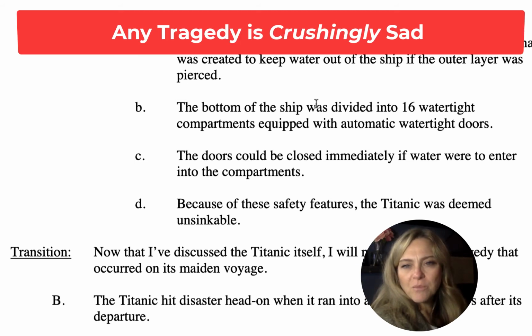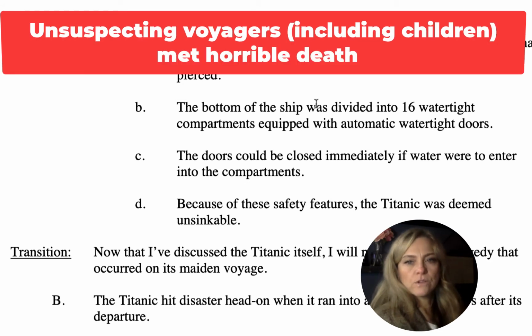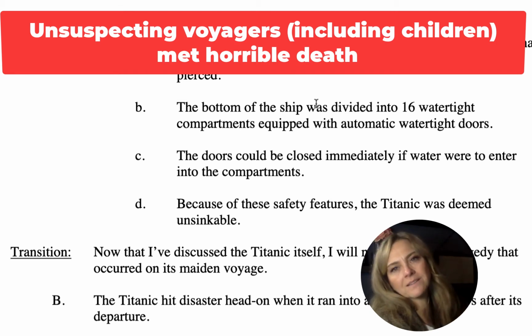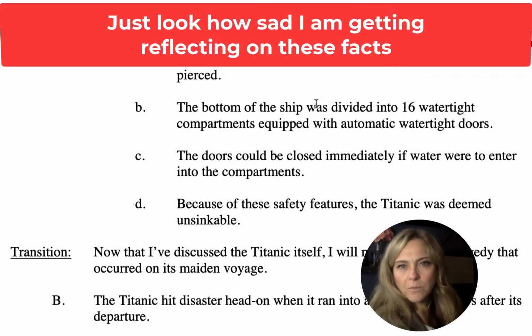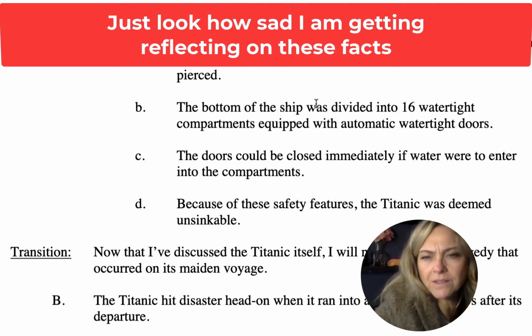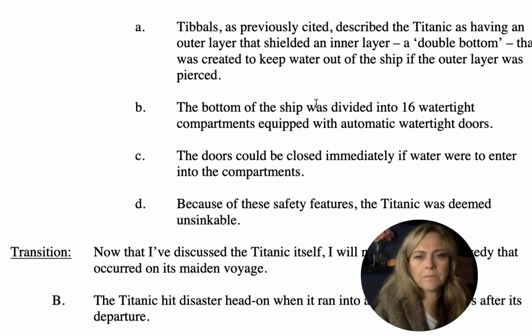The bottom of the ship was divided into 16 watertight compartments equipped with automatic watertight doors. The doors could be closed immediately if the water were to enter into the compartments. Because of these safety features, the Titanic was deemed unsinkable. That's the great irony, the tragic irony, to be called the unsinkable ship and then literally sink. Well, how many voyages sink? Hopefully not many. I don't know. I never researched it, but yeah, that's tragic.